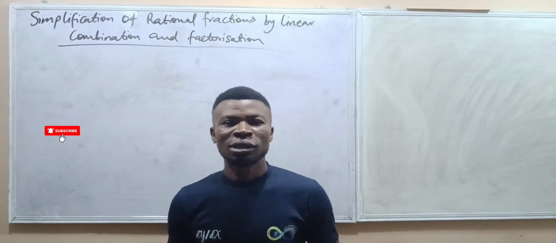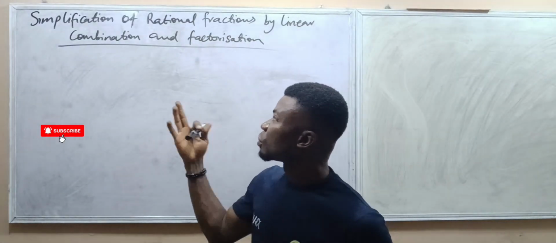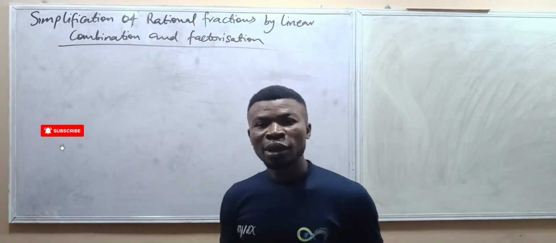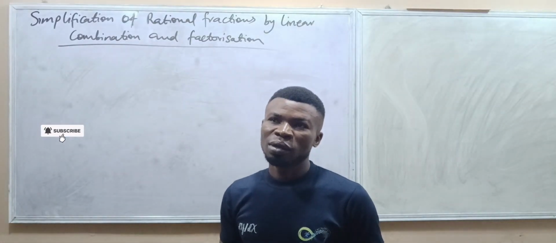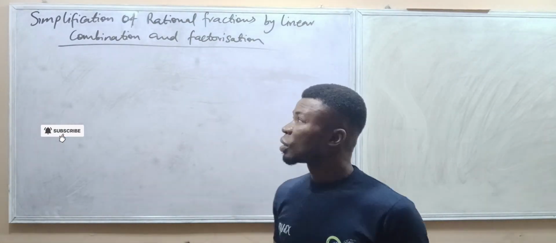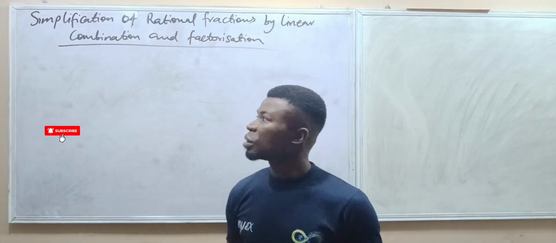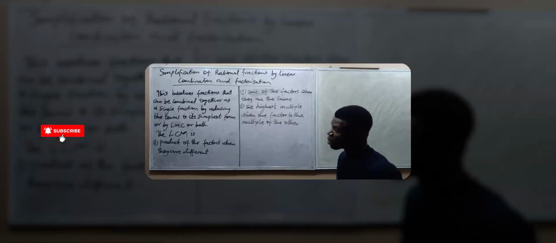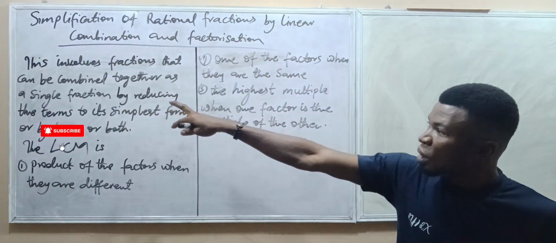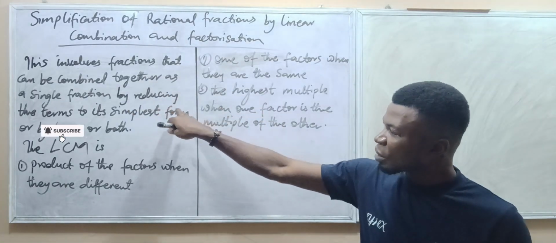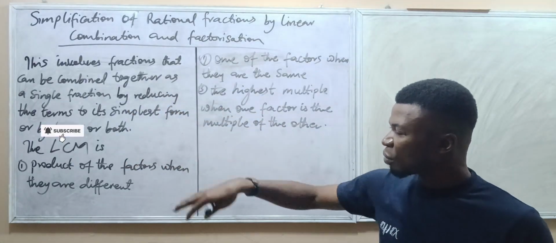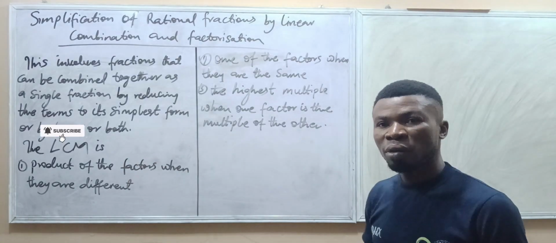So, like I promised in the last class, we are going to start with the simplification of rational fractions by linear combination and factorization method. So, we'll be looking at how to do it with an example. Now, this involves fractions that can be combined together as a single fraction, either by reducing the terms to their simplest form, or by LCM, or both.